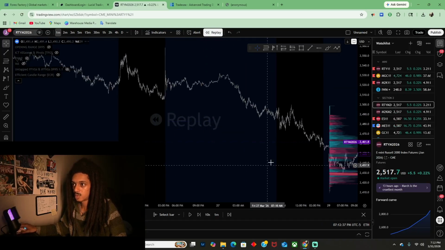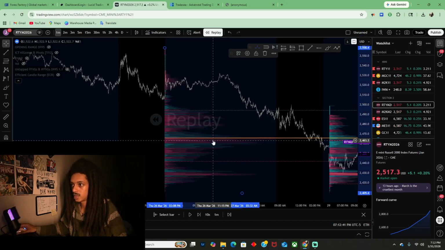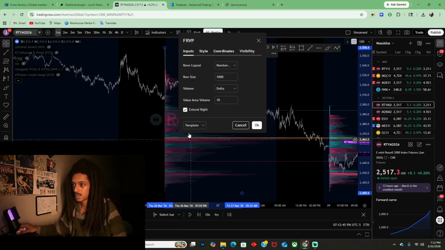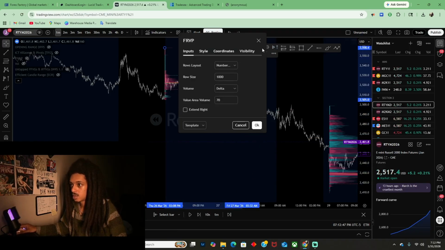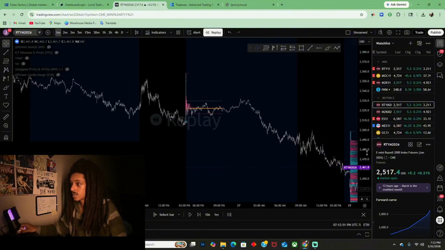I'll just go back a little bit so I can show you how you apply it. You just select any range in price and drag it right, boom, you have your volume profile. In the settings, you can select if you want it to extend right, or if you only want to look at a certain piece of price action. So that's how it works.